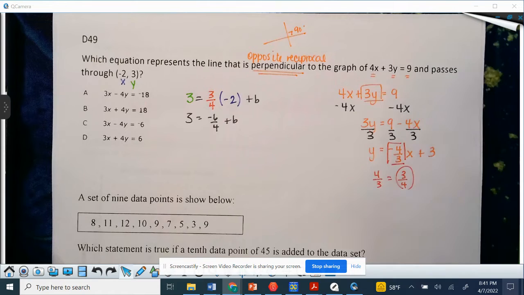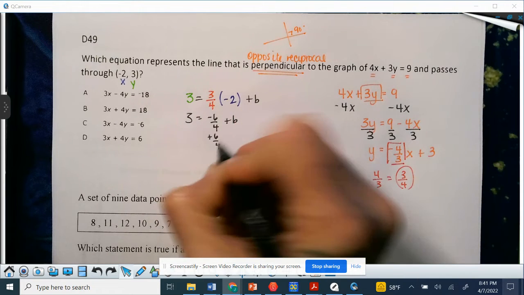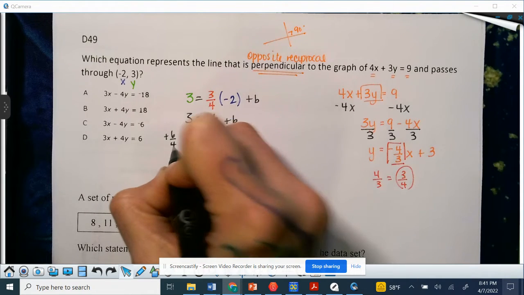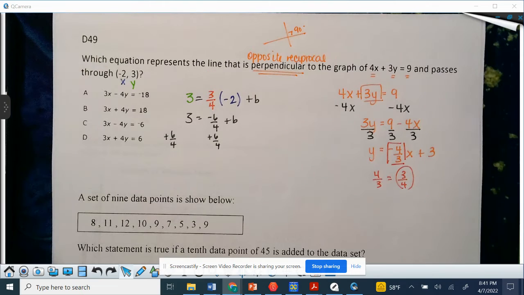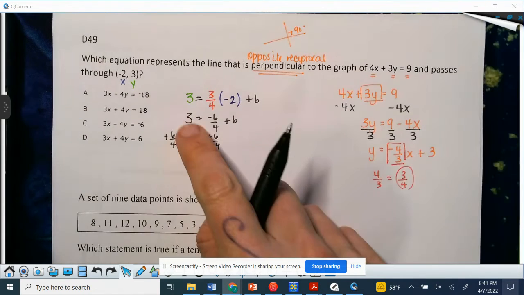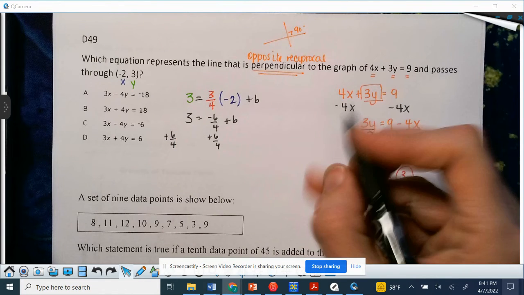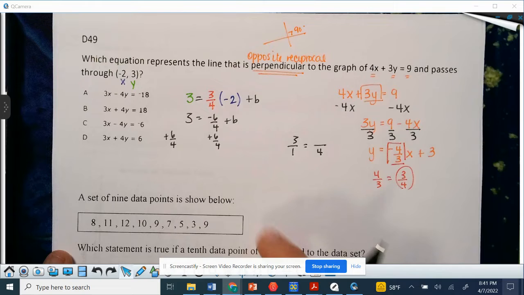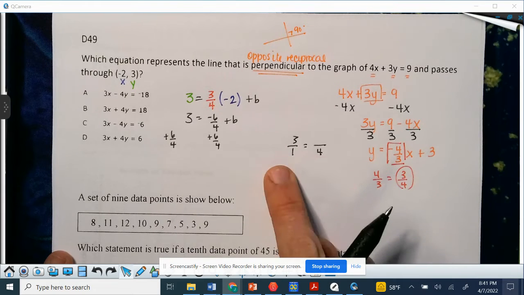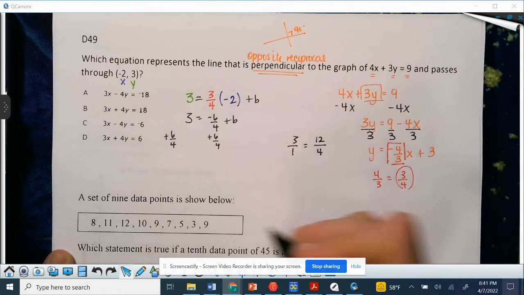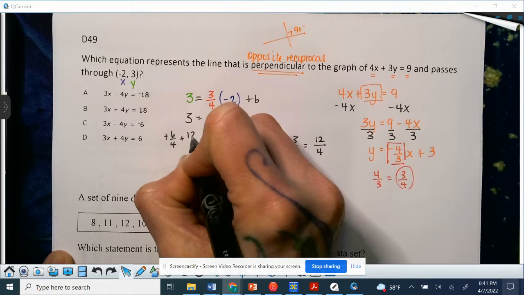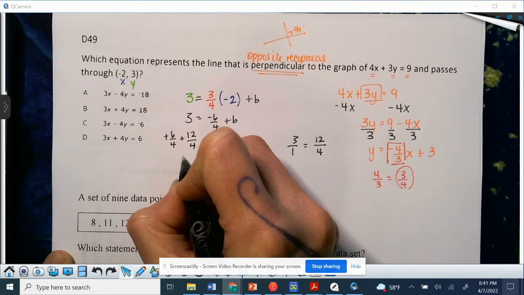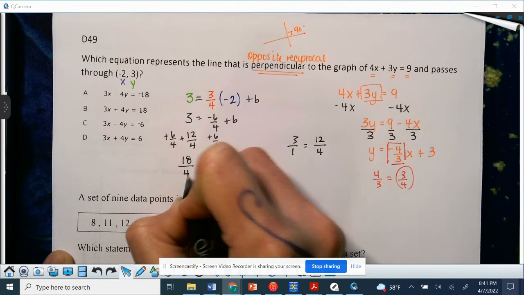From here, we're going to add 6 over 4. Now, this is a throwback reminder, and I'm showing you in the event you do not have a calculator. To add a fraction to a whole number, the whole number 3, so 3 over 1, needs to turn into something over 4. I multiplied by 4 to get the 1 to a 4, so we're going to multiply the 3. It's going to be 12 over 4. So plus 12 over 4, and we end up with a positive 18 over 4 equals b.